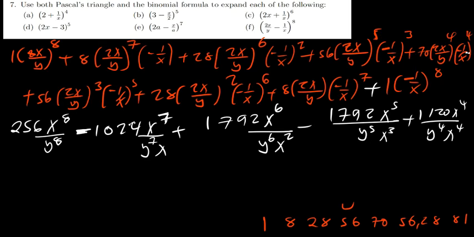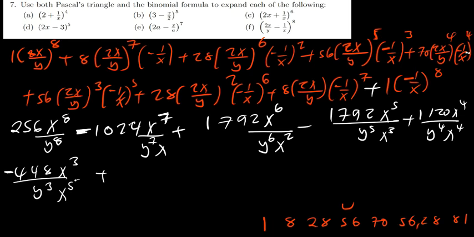The 56 which I have is going to be 2 to the power 3, which is 8. 8 times 56 is 448. 448 x to the power 3. Okay, but because of this negative here, it is going to be minus 448 x to the power 3, then divided by y to the power 3, then x to the power 5. Then plus, because x to the power 6 here is going to be positive.